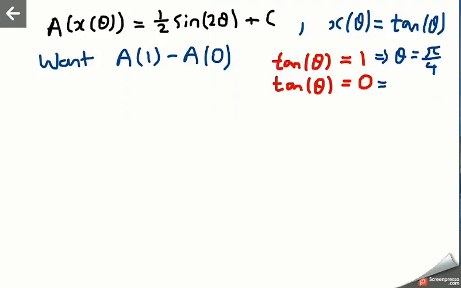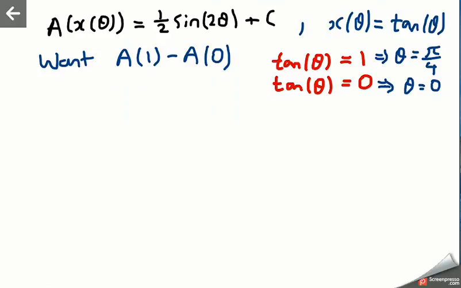And when tangent of theta equals 0, it must be the case that theta equals 0, or some multiple of pi added on to 0. So some multiple of pi. But we might as well just use 0. That's fine. So theta equals pi over 4 will give tangent of theta equals 1. So if we put theta equals pi over 4 into here, it's going to give x of theta equals 1, and therefore we're going to get A of 1.